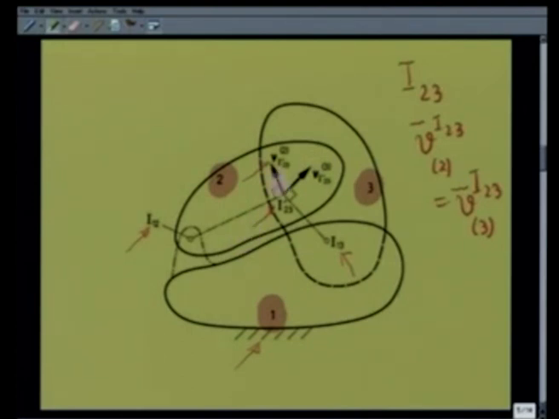And these two directions are different, so this equation can never hold good. This equation can never hold good because these two vectors, V_I23 as a point on body 3 and V_I23 as a point on body 2, are in different directions. So, we immediately get a contradiction.